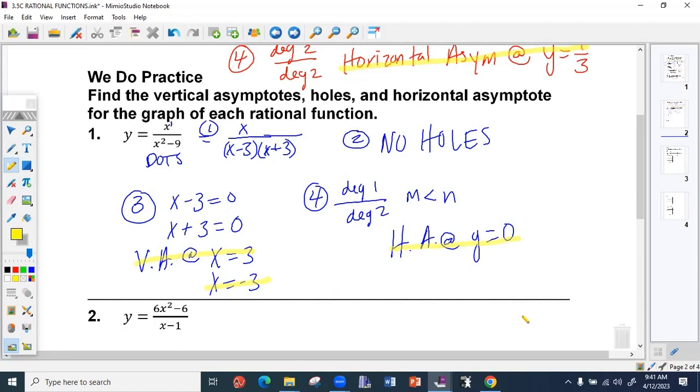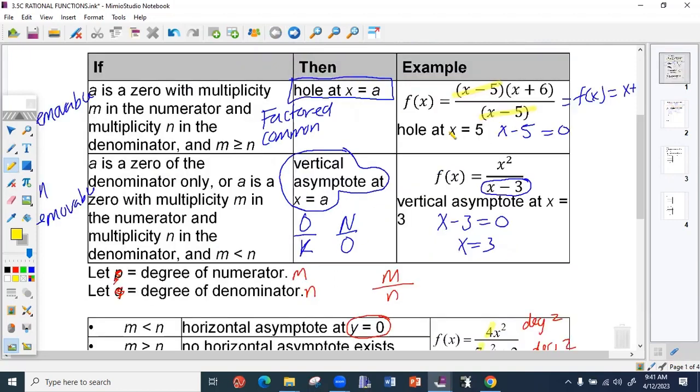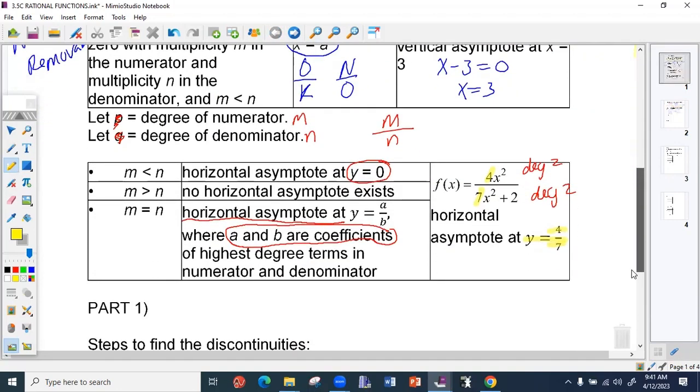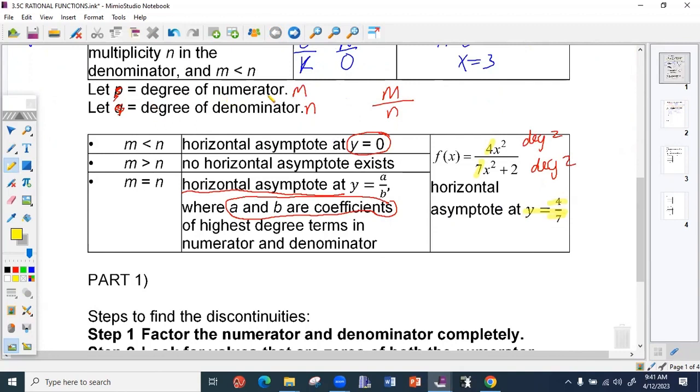But isn't the denominator in this one bigger than the numerator? Because it's 2? Yeah. Oh, it's in the denominator. N is denominator? I thought N was numerator. So yesterday in our notes, we defined it. The degree of the numerator is going to be m. The degree of the denominator is n. If m is less than n, it's a horizontal asymptote. If m is greater than n, you have no horizontal asymptote. And if m equals n, you have a horizontal asymptote at your coefficients.